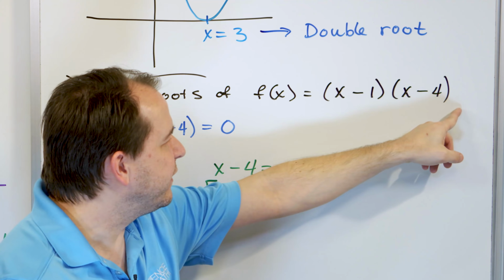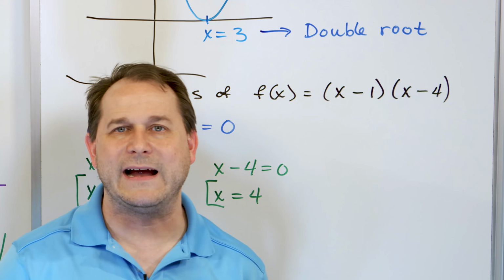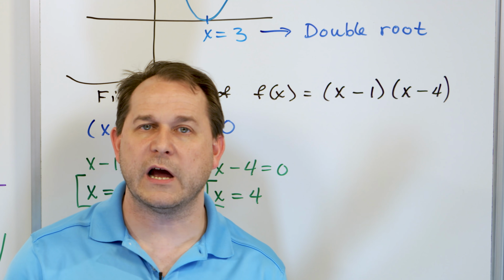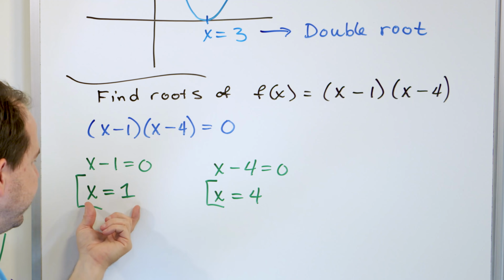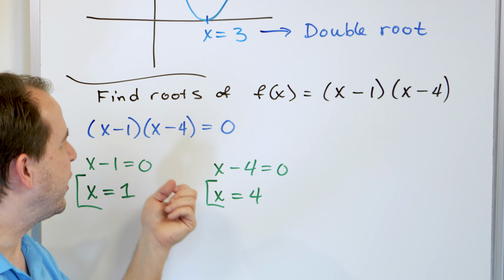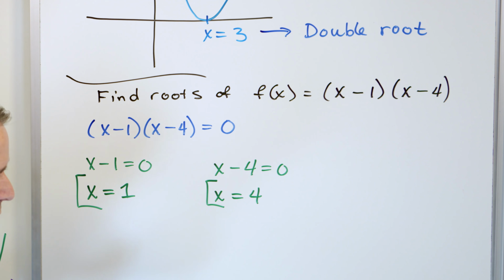We have a second degree polynomial when we multiply it out. We expect two solutions. So we're done. We don't have to do anything else. x is equal to 1, x is equal to 4. Those are what we call the roots of the function. Also, we can call them the zeros of the function.